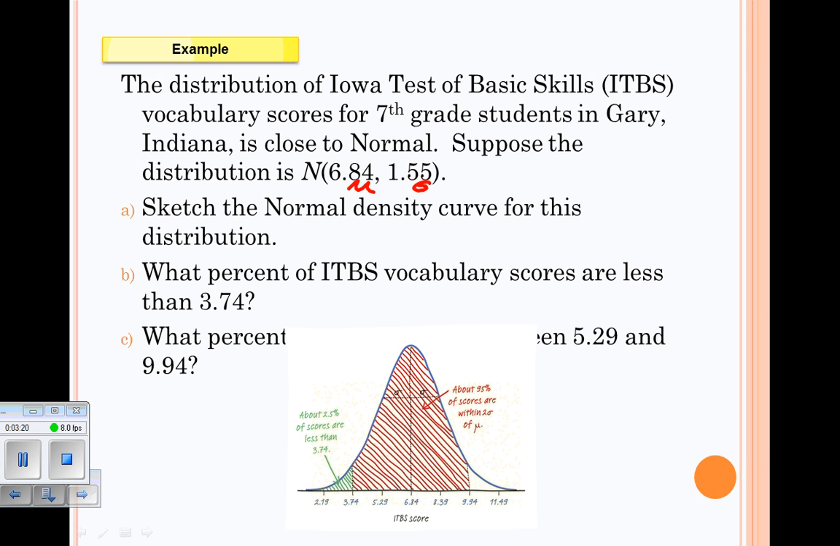All right, so if I wanted to give a little sketch, here I would put the mean in the middle, and then I'd take the mean plus 1.55 and minus 1.55, and keep going out, adding on or subtracting the 1.55. All right, so there's the sketch. So what percent are less than 3.74? So right here, I know that 95% lie from here to here. So that means that this guy and this guy will be a total of 5%. So split that equally in half, and you'd get about 2.5%.